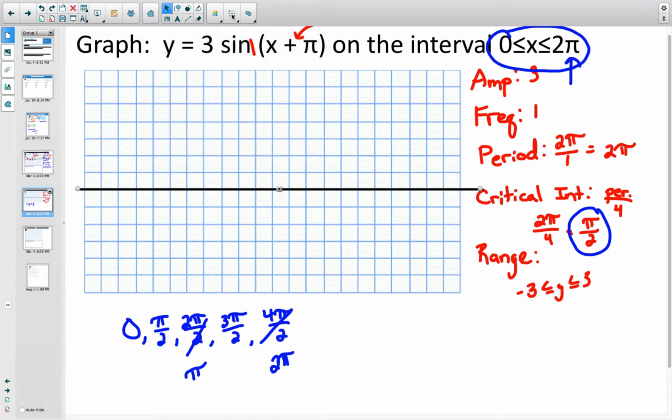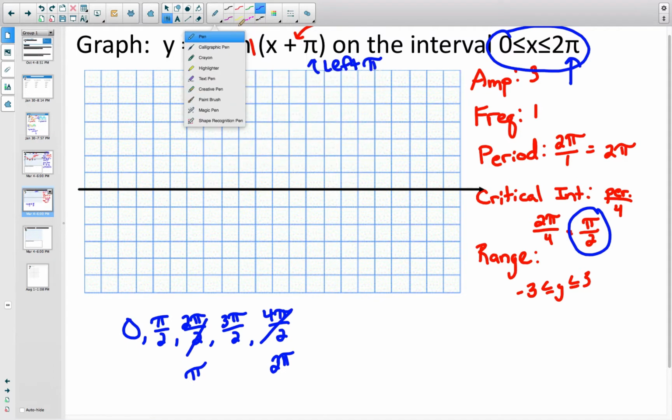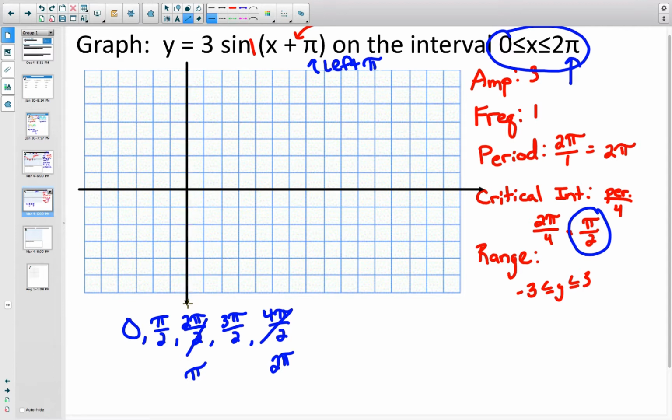Okay. For this graph, our starting point has been shifted. We've been shifted to the left pi. What I'm going to do is, when I make my y-axis, I'm not going to completely left align it. So I'm going to do it more along this way. So it's not completely left aligned, it's not exactly in the middle, and you'll see why in a second.